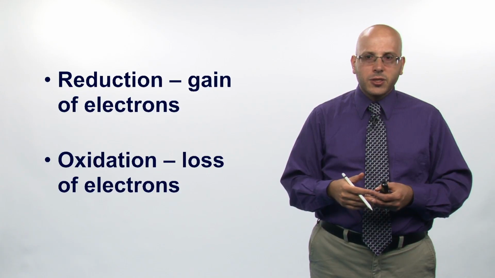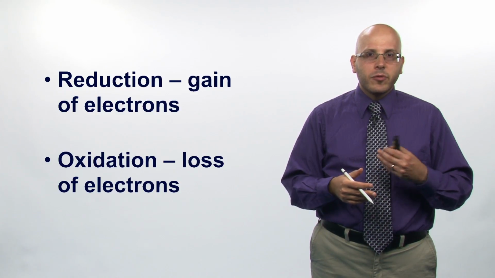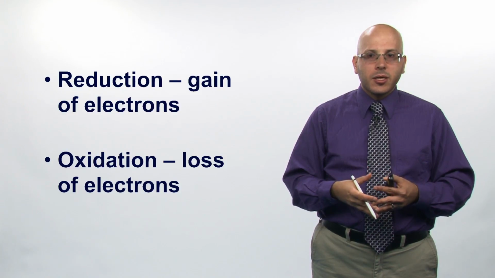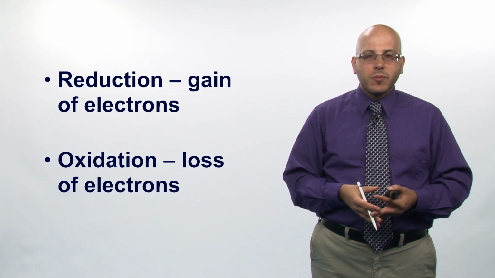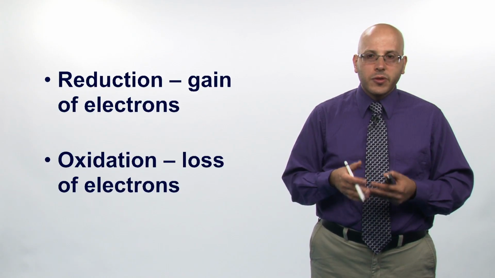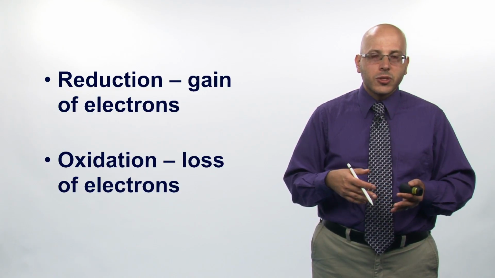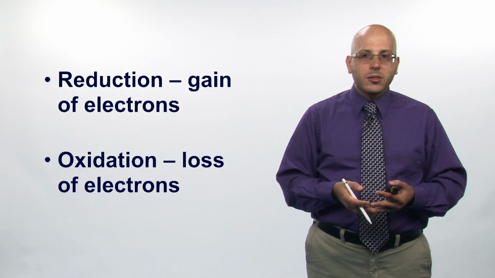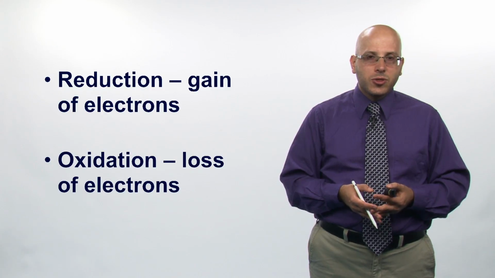A redox reaction is really just a combination of a reduction reaction and an oxidation reaction that both happen at the same time. There's also something called a disproportionation reaction, which is a redox reaction where the same element is being both reduced and oxidized at the same time. A good example of this is hydrogen peroxide, H2O2.